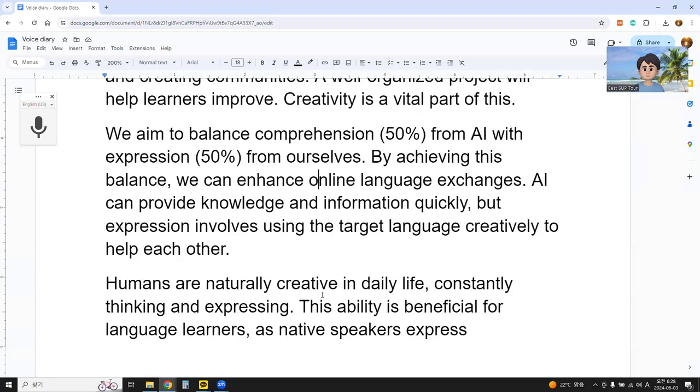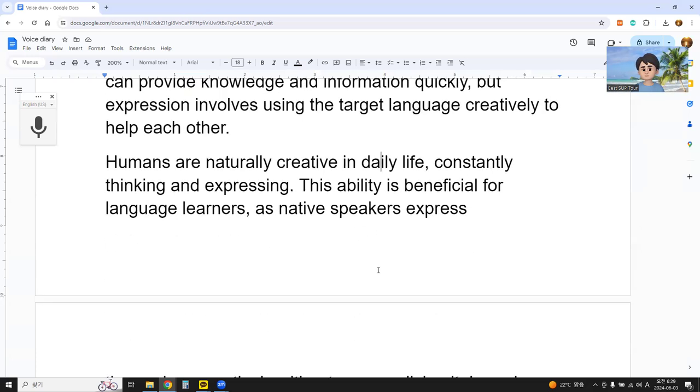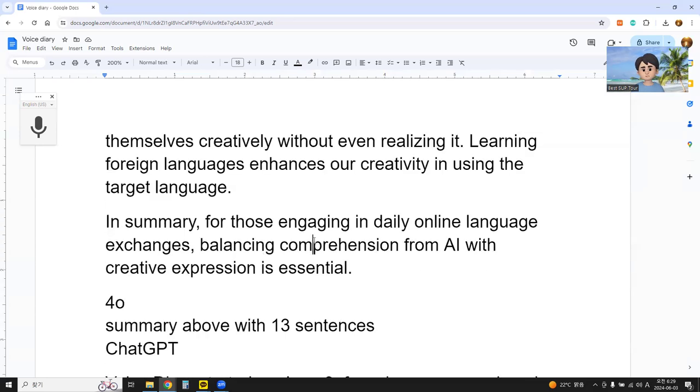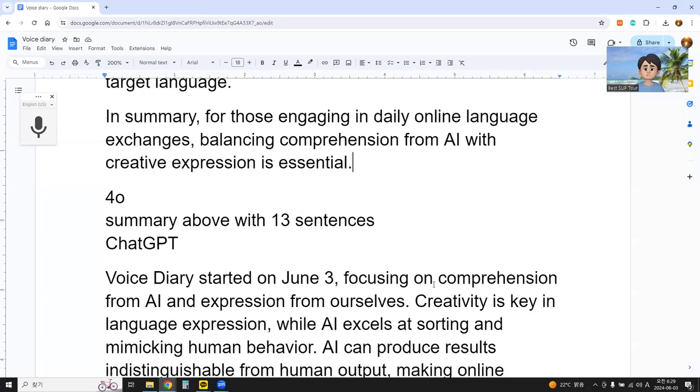The AI can provide knowledge and information quickly, but expression involves using the target language creatively to help each other. Humans are naturally creative in daily life, constantly thinking and expressing. This ability is beneficial for language learners, as native speakers express themselves creatively without even realizing it. Learning language enhances our creativity in using the target language. In summary, for those engaged in daily online language exchange, balancing comprehension from AI with creative expression is essential.